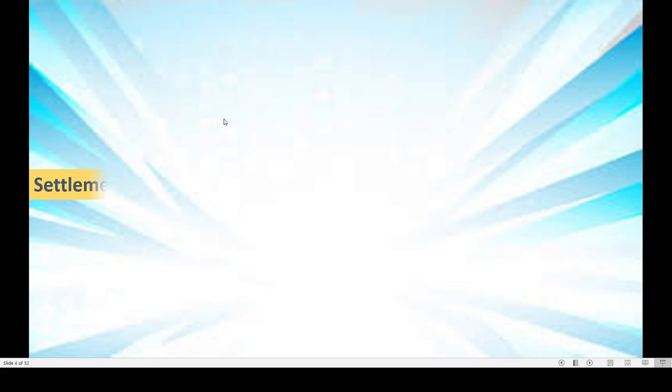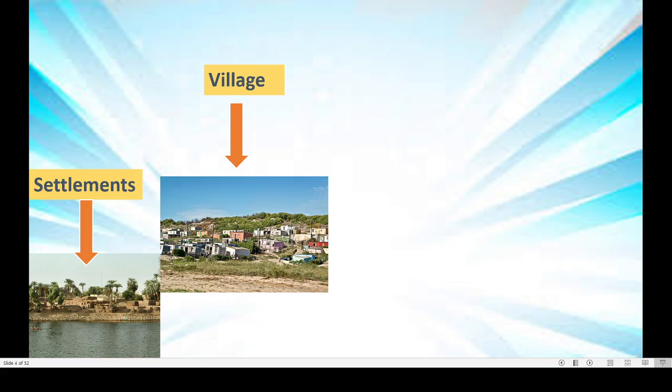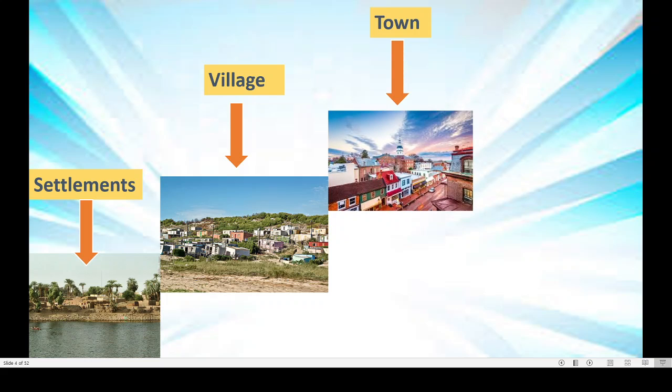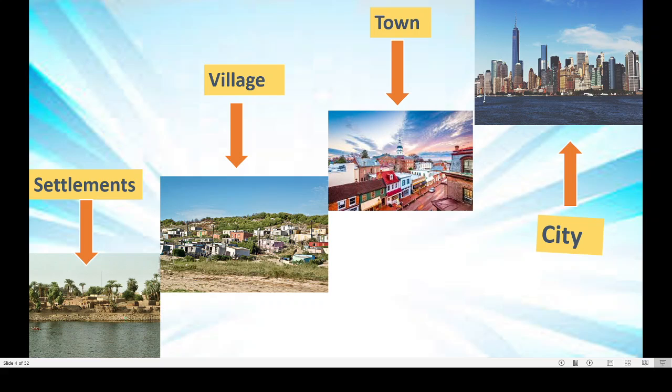Now the same thing we will try to understand in another way. See, these are settlements or hamlets near the water source. Settlements together form villages. And 2 to 3 villages together made development and formed towns. And from the towns, again development happened and we got the city area.